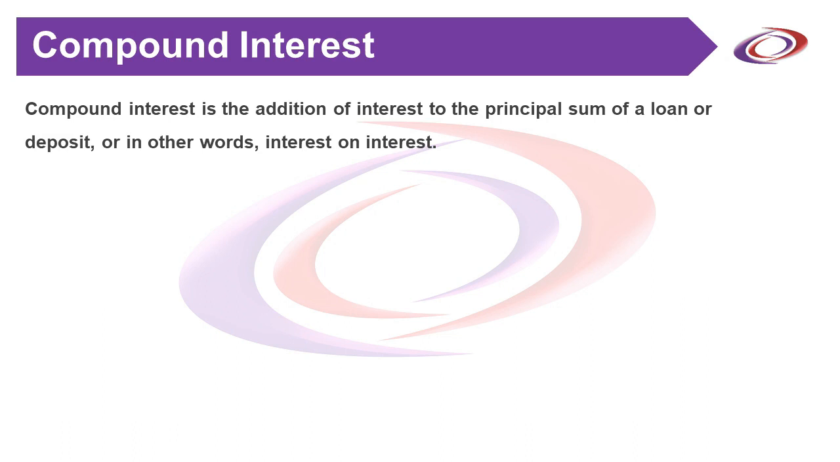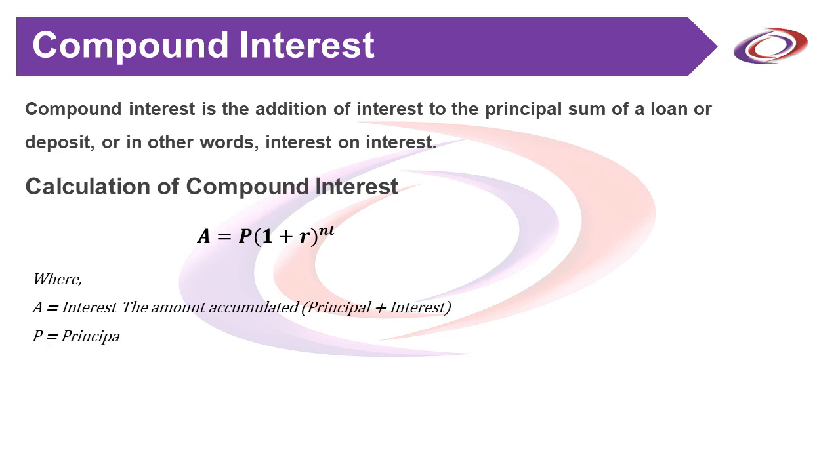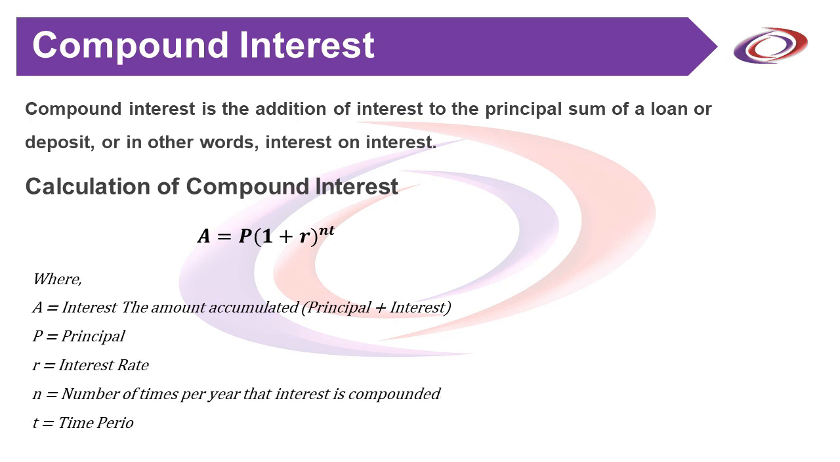So let's find out the calculation of compound interest. We have a formula to calculate compound interest, which is A = P(1 + R/N)^(NT), where A is the amount accumulated, that's principal plus interest, P is the principal, R is the interest rate, N is the number of times per year that interest is compounded, and T is the time period. So let's understand this formula with an example.